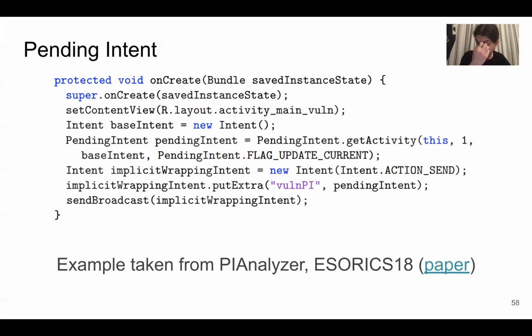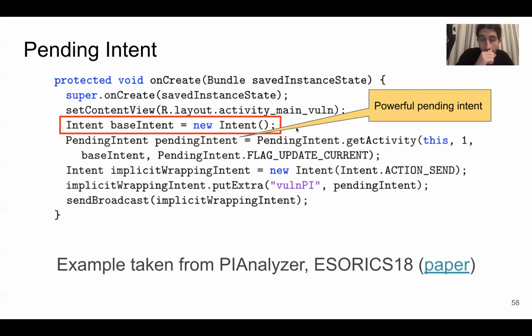Here there is an example from a paper. This is not a paper of mine, but it's a very interesting one. Basically, they did a study where they took applications and tried to analyze them to find this kind of pending intent vulnerabilities, and again, this is an example from this paper. And here we can see in this piece of code there is an onCreate method. Okay, now you're creating a base intent that is empty. And now we're creating a pending intent which somehow wraps the base intent.